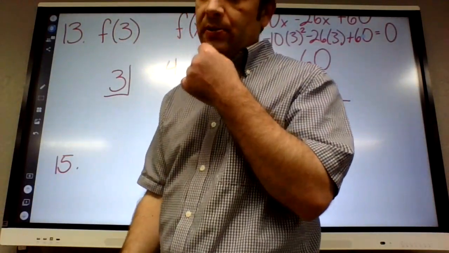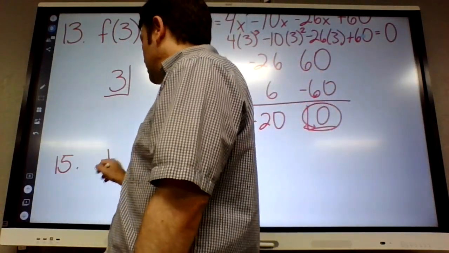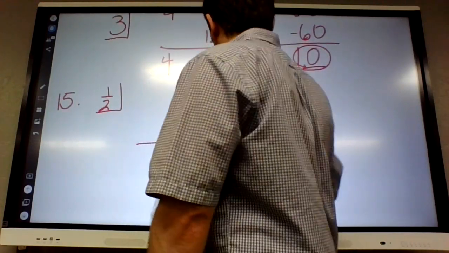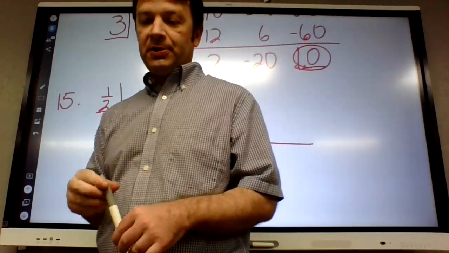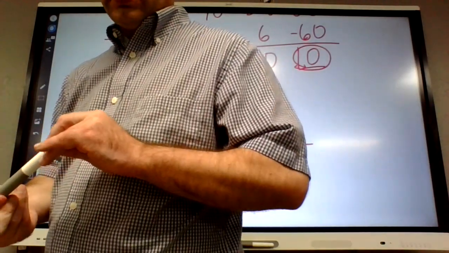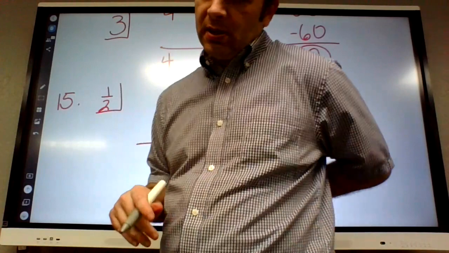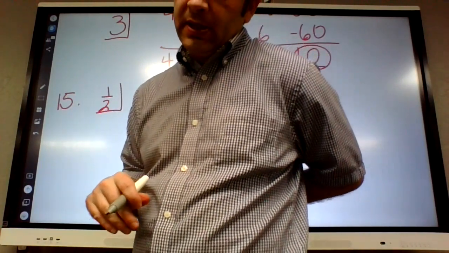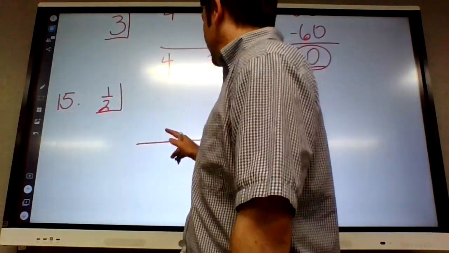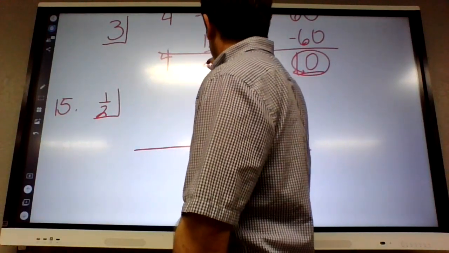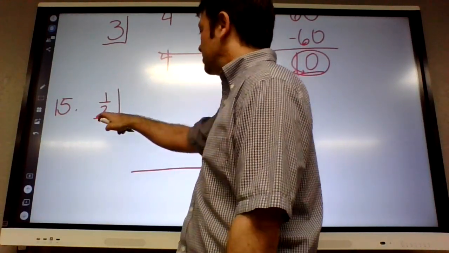Number 15, same thing. So I'm going to put 1/2 in the box. Fractions, time to panic. If you have not been panicking up to this point, it's time to begin. Just kidding, it's fine. Something is weird on 15 though. Can you guys identify anything weird about 15? Let's drag this down.